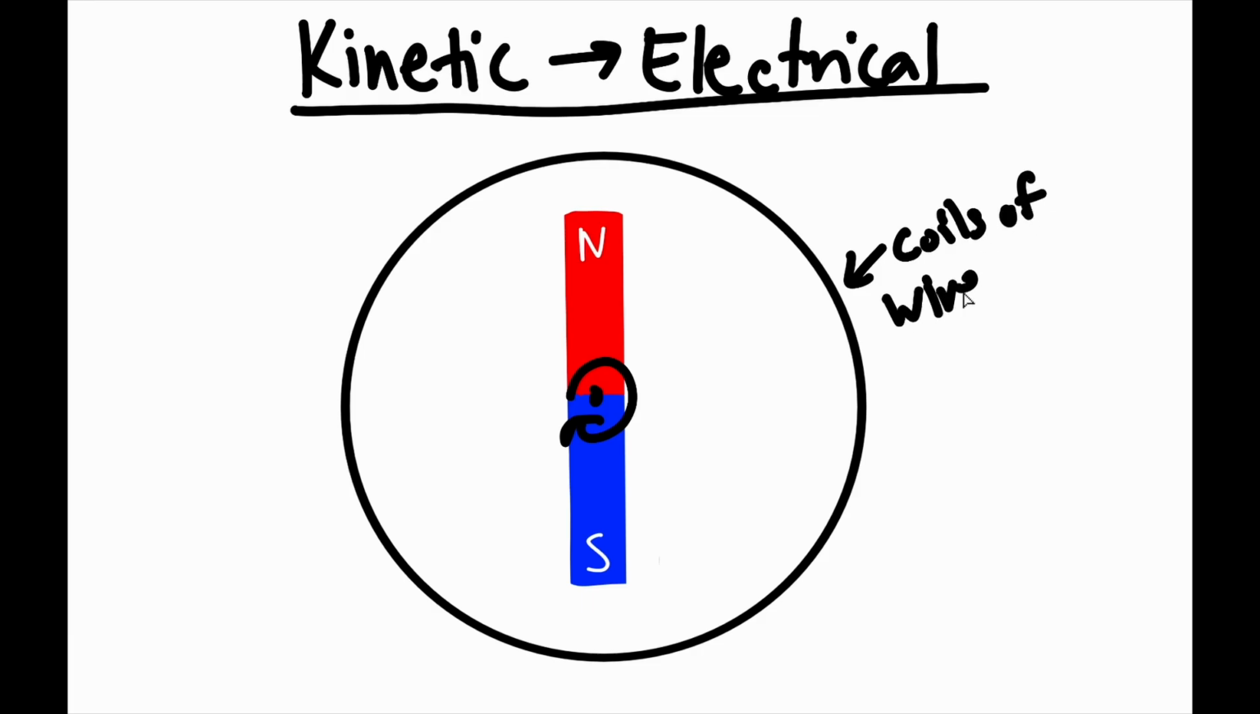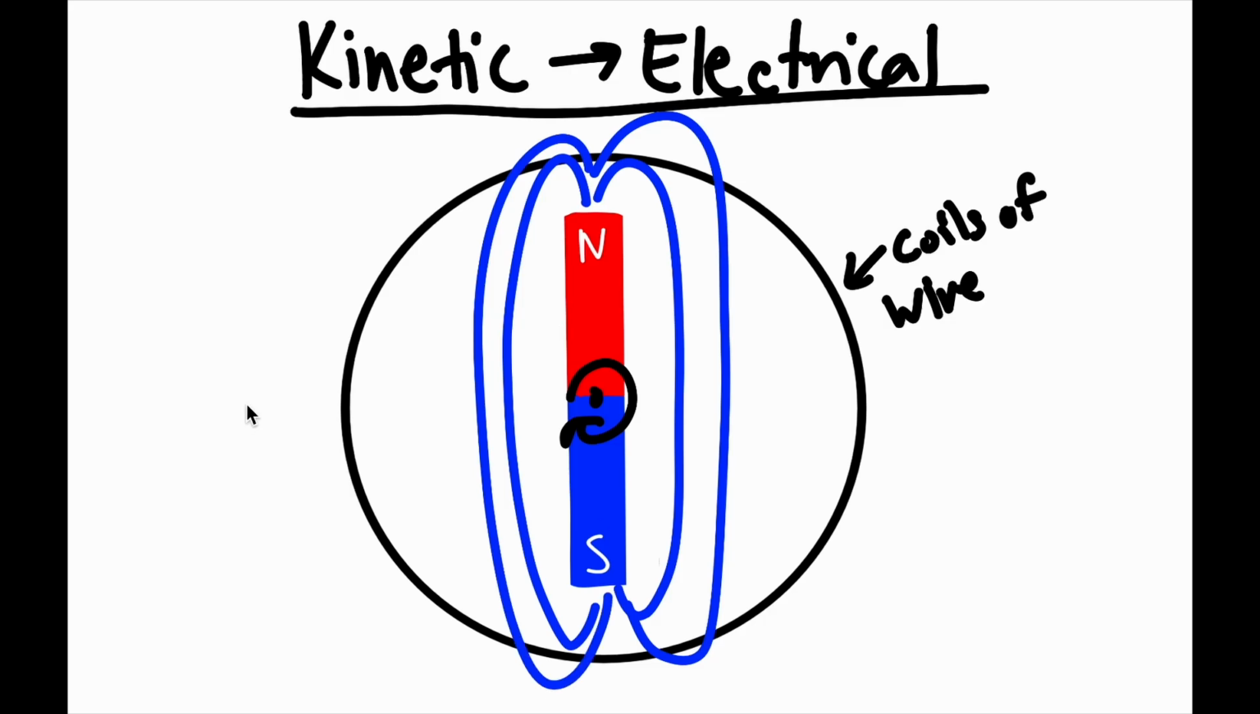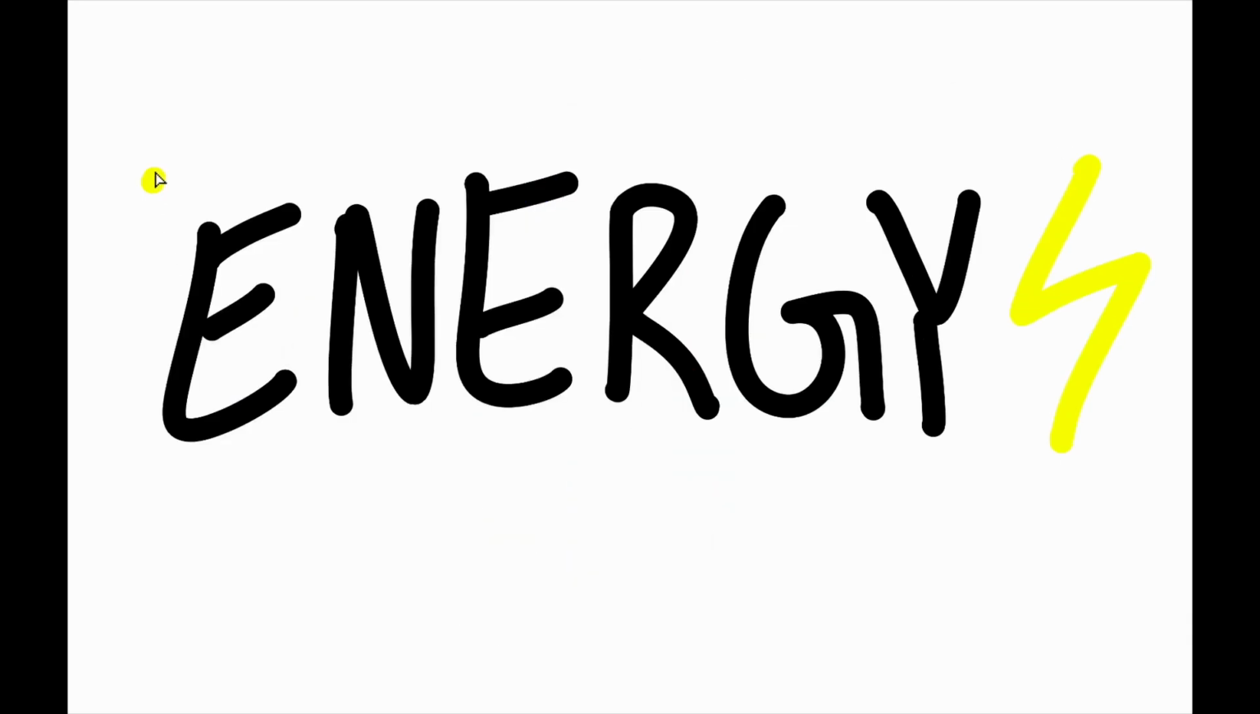A magnet is placed inside loops of wire and due to electromagnetic induction, the changing magnetic field causes the electrons in the wire to flow, producing electricity that can be stored in a battery or used to power another device. Now you know how we use the energy that's all around us.